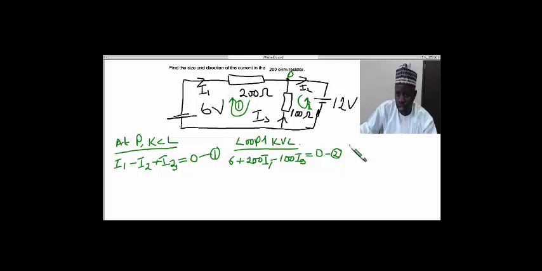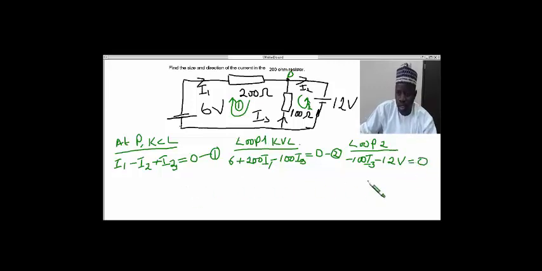Okay, maybe I will take loop 2. I'm going to write KVL here. In loop 2, I'm taking my loop anti-clockwise. So starting with my 100 ohm resistor, it is against my loop direction. So it's going to be minus 100 I3, because I3 is going up while I'm coming down. Then I'm going to meet my battery. I'm coming to meet the negative terminal first. Therefore, my battery is going to be 12 volt.